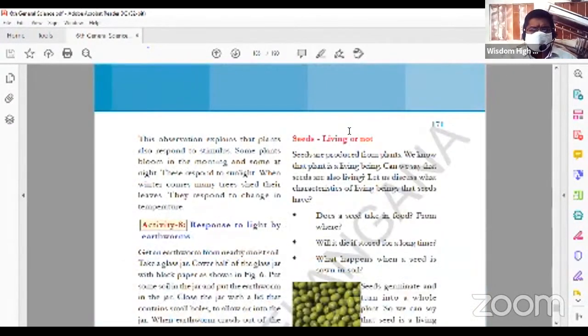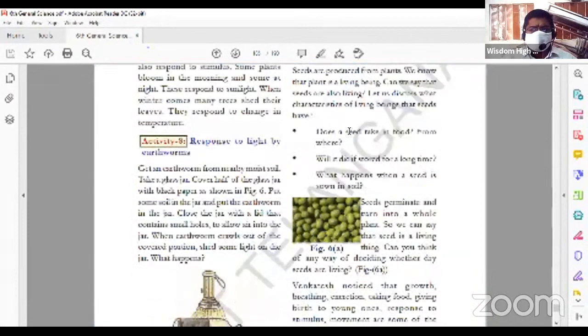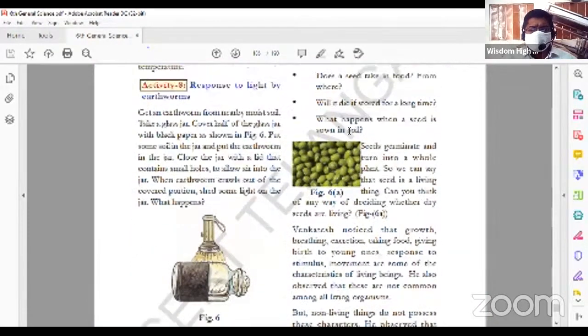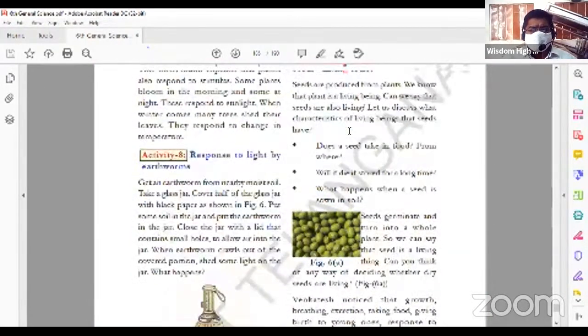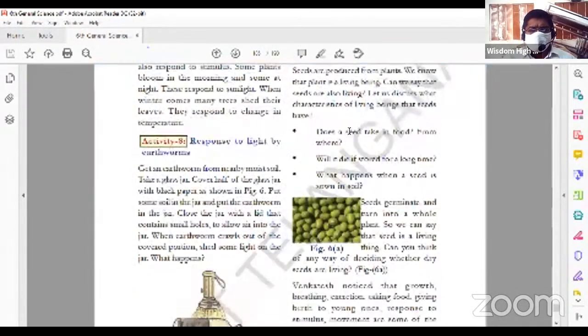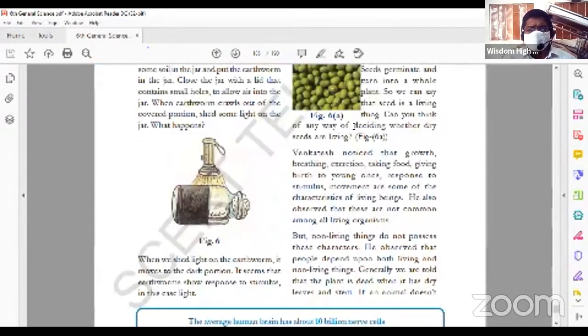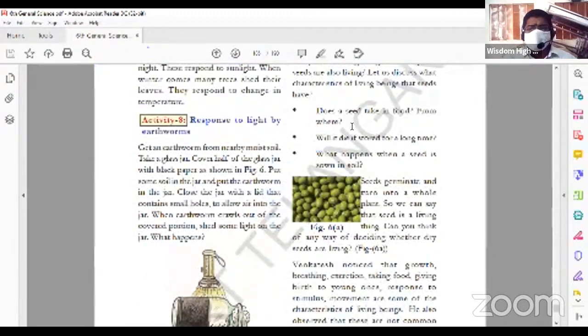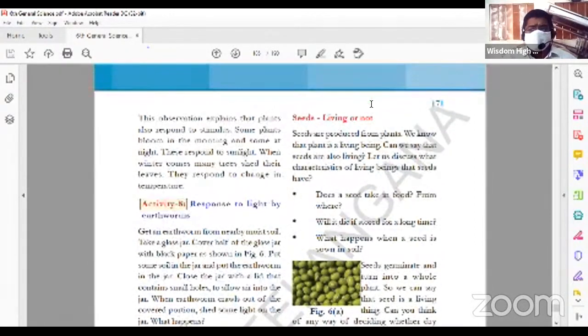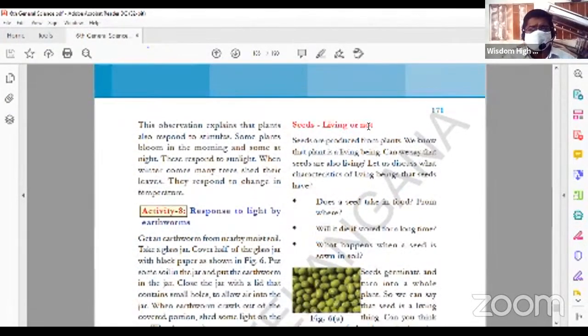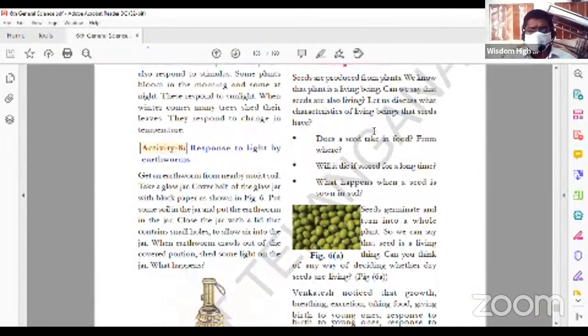How plants can respond to stimuli, to heat and light. And in the last class particularly we discussed whether food materials are stored in the seeds or not. Yes, food materials are stored in the seeds in the form of cotyledons.